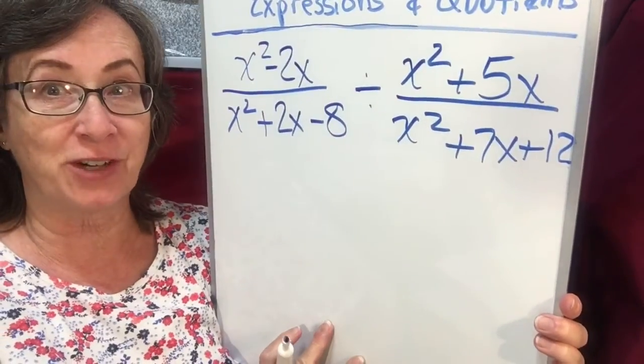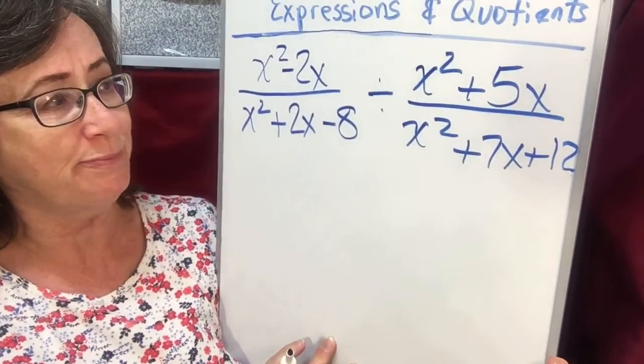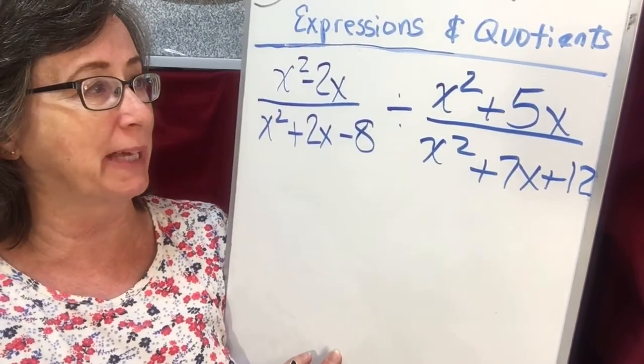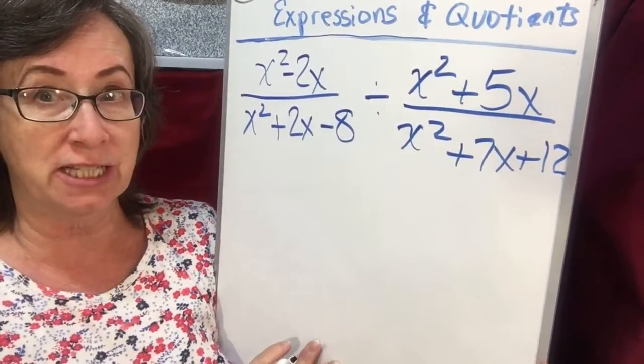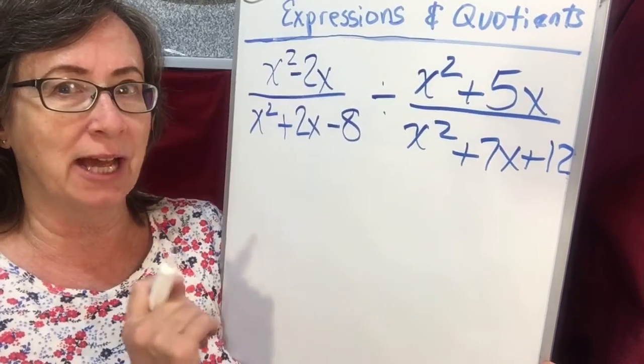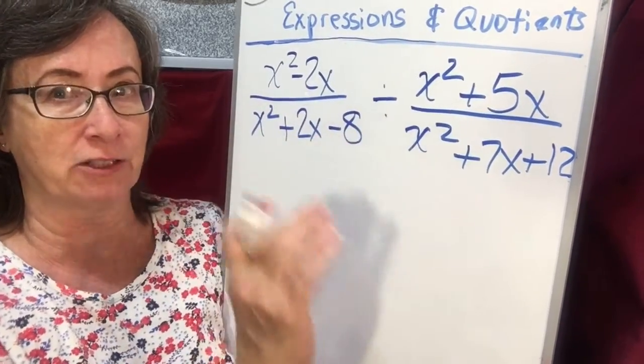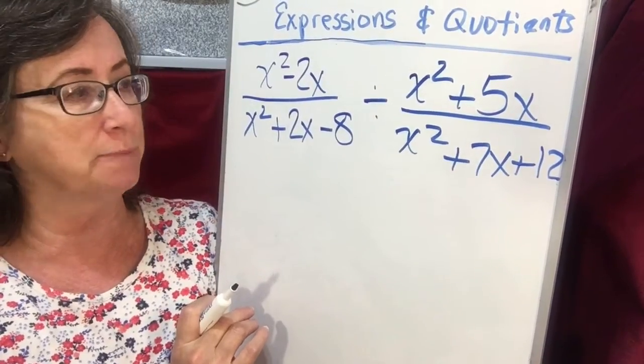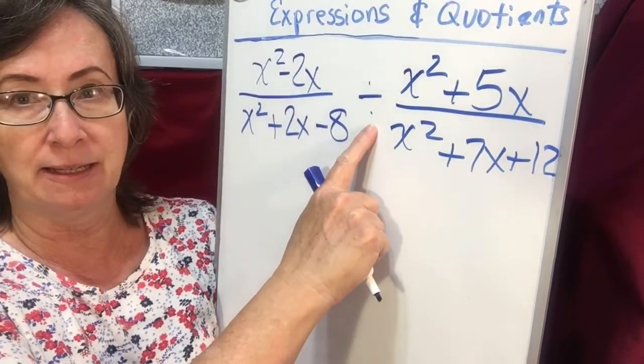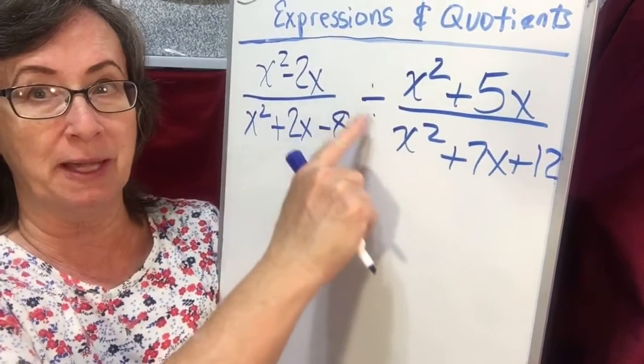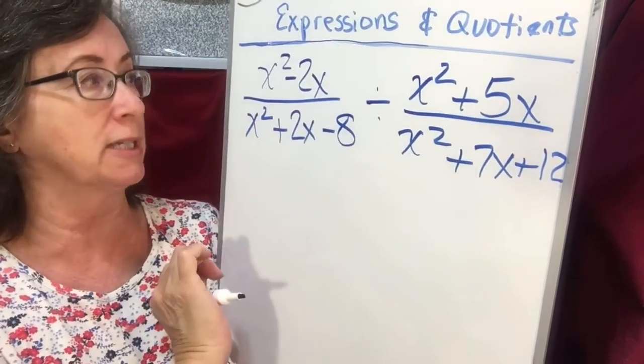So here's our first division problem. And again, it looks a lot like our multiplication problems, but we have a division sign here. So I suggest that you factor, just like you did before, but we're going to flip and multiply before we start to cancel.